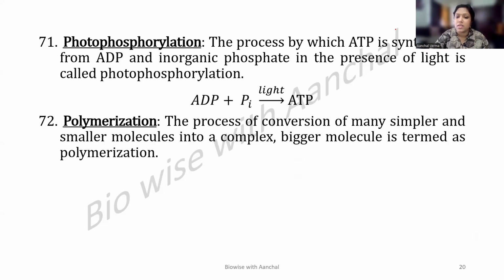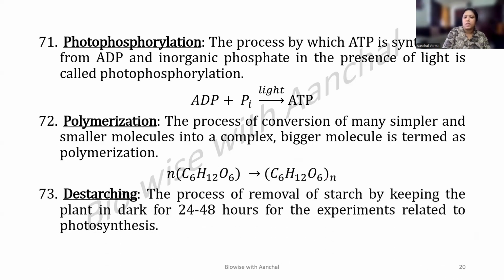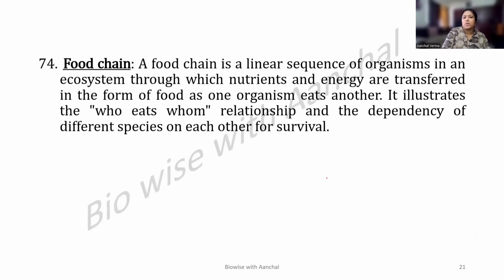Polymerization. Polymerization is the process of conversion of many simpler and smaller molecules into a complex, bigger molecule, termed as polymerization. This is the reaction: n molecules of glucose combine to form starch. Destarching. The process of removal of starch by keeping the plant in dark for 24 to 48 hours for the experiment related to photosynthesis. Next one is food chain.